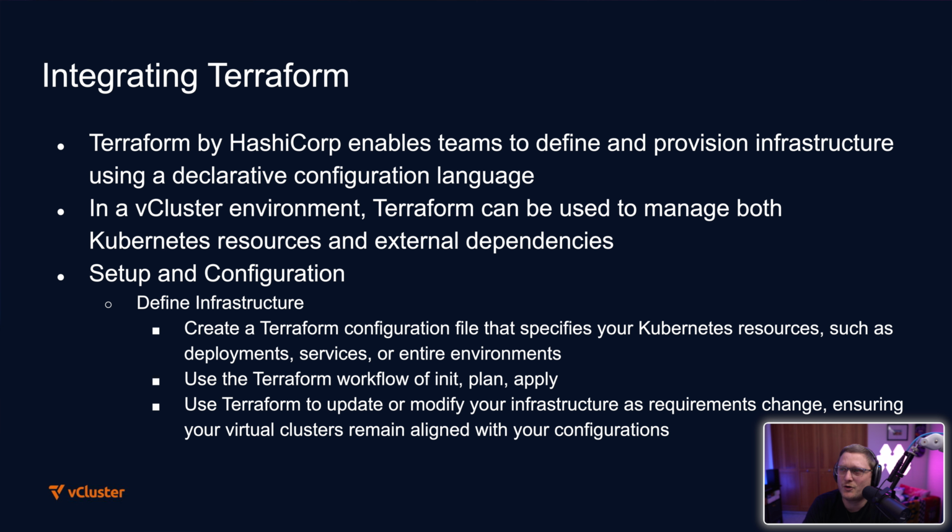Terraform by HashiCorp enables teams to define and provision infrastructure using a declarative configuration language. In a vCluster environment, Terraform can be used to manage both Kubernetes resources and external dependencies. For setup and configuration, you're going to define the infrastructure. You're going to create a Terraform configuration file that specifies your Kubernetes resources, such as deployments, services, and the entire environment. Use a Terraform workflow of init, plan, and apply to get these configured, and then use Terraform to update or modify your infrastructure as requirements change, ensuring your virtual clusters remain aligned with your configurations.